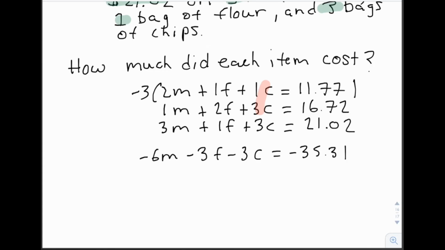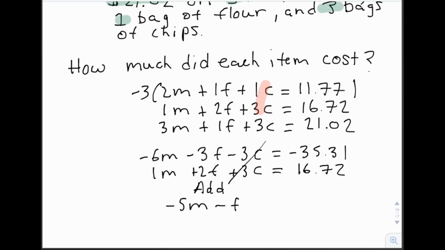And our original equation here is going to be 1m plus 2f, and then finally plus 3c, because we wanted to eliminate chips here, and that was equal to 16.72. So our chips are going to eliminate, and we can add our variables here. So let's add. That should give us -5m minus f equal to -18.59.